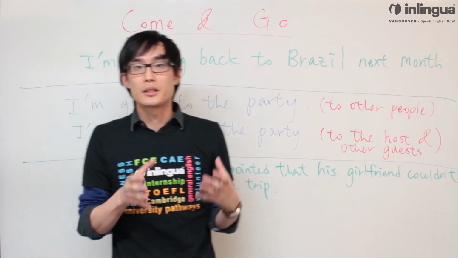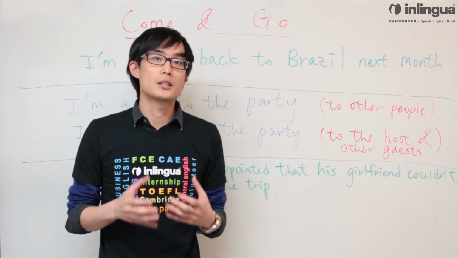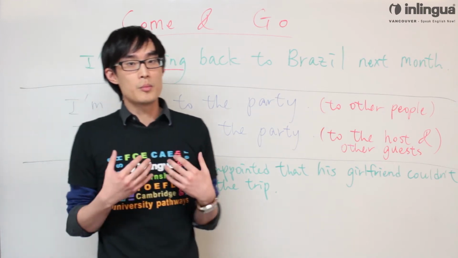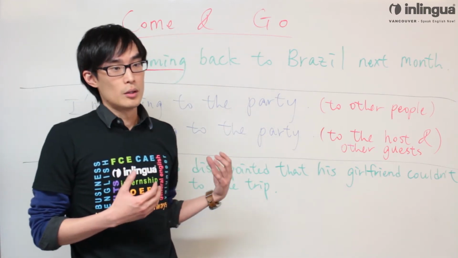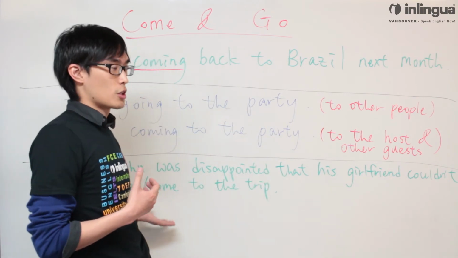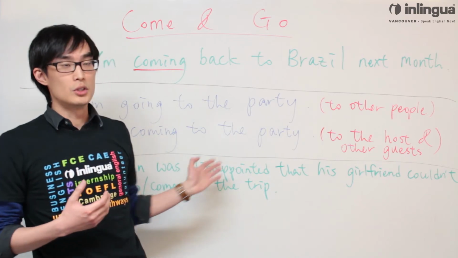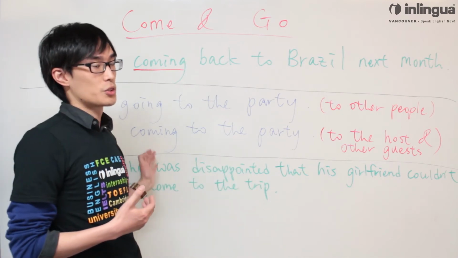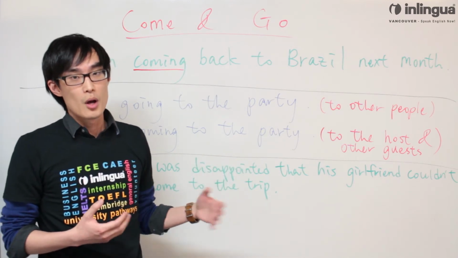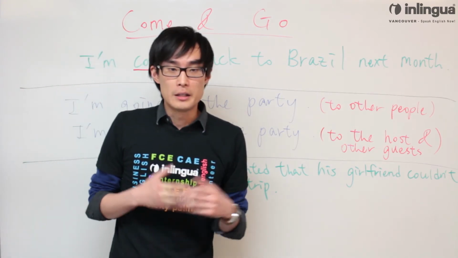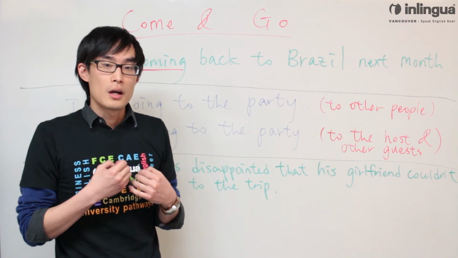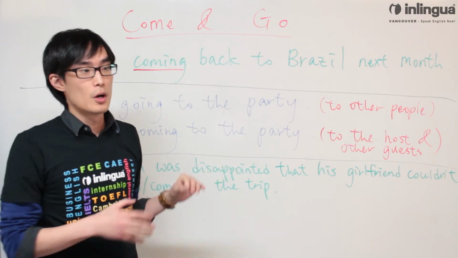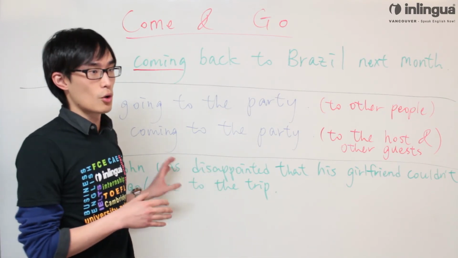Now, let's take a look at the last example. The last example shows you that sometimes the speaker doesn't have to be the subject, right? I am the speaker, but I could talk about another person. Like if I say, "John was disappointed that his girlfriend couldn't go to the trip," or if I say, "John was disappointed that his girlfriend couldn't come to the trip," again, both will be correct. In this case, me, as the speaker, I am not part of the sentence. So how do I decide whether I use go or come?